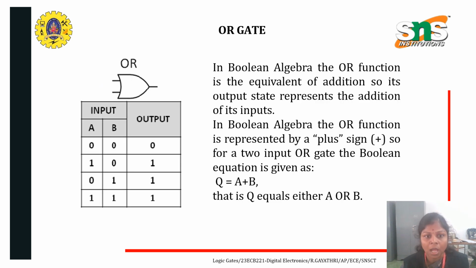And coming to the OR gate, which performs the OR operation, which is simply the addition operation, the equation followed by the OR gate is Q equal to A plus B. When either one input is true, the output will be 1 in the case of the OR gate.